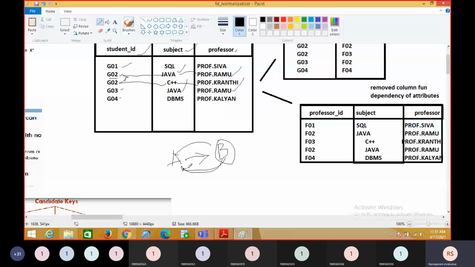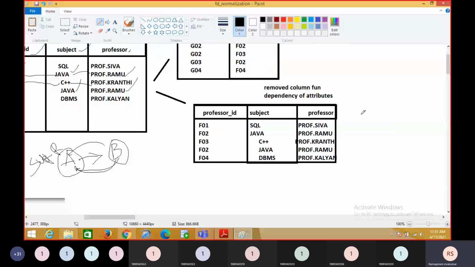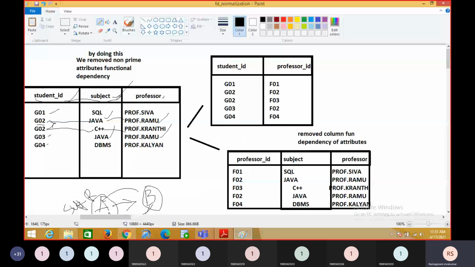So if it is a table, the relation, if it is one relation, so now how can I decompose it? Okay, here SID, and that means the student ID. The student ID and subject columns are prime attributes. What are the prime attributes? Student ID and subjects. These two are prime attributes.